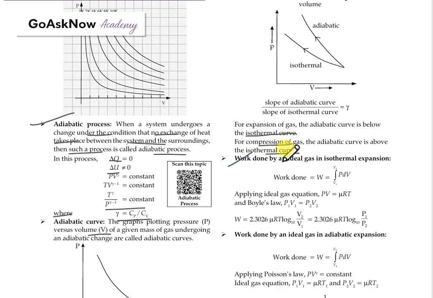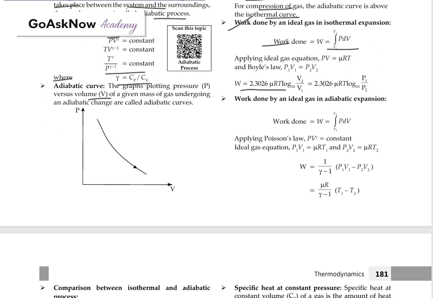Now, the work done by an ideal gas in an isothermal expansion. W is equal to the integration from V1 to V2 of P dV. This is the work done. Applying the ideal gas equation, PV is equal to mu RT, and from Boyle's law, P1 V1 is equal to P2 V2. So, W is equal to 2.3026 mu RT log10 (P1 upon P2). This is the standard equation.